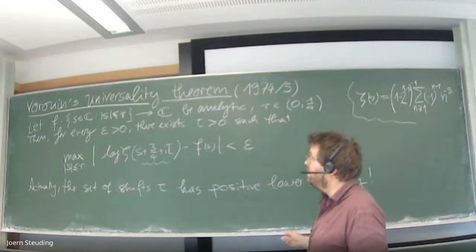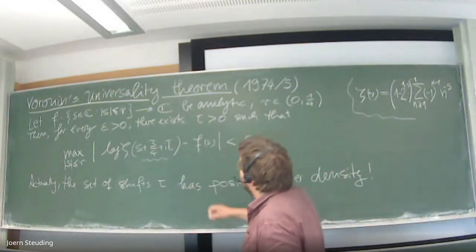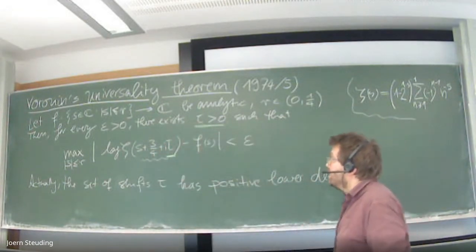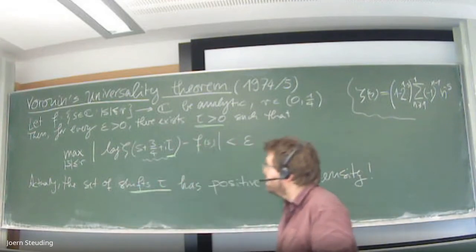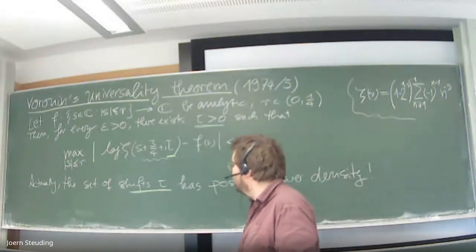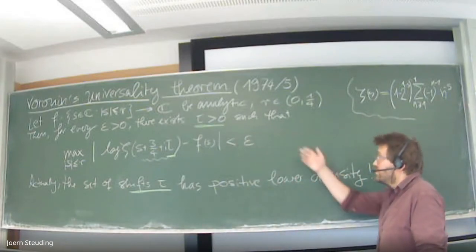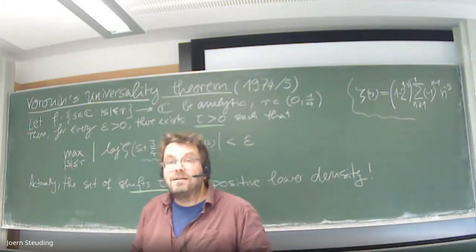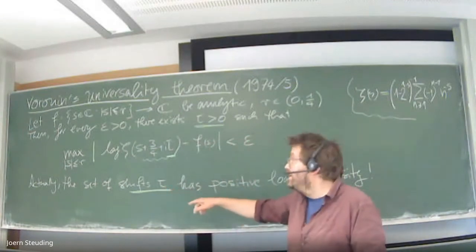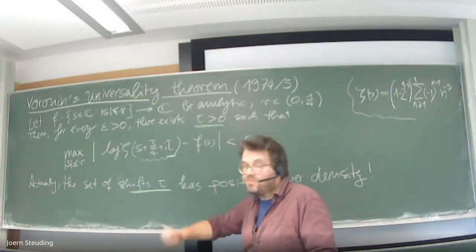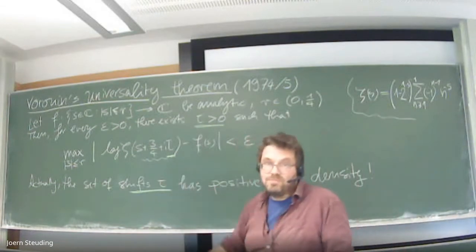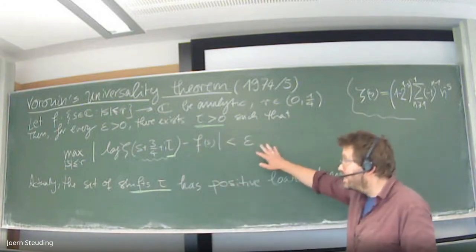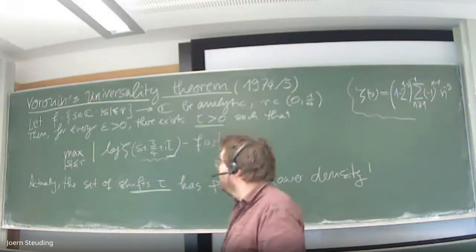Sorry, and one more important detail. This tau, this shift that allows this approximation, if you consider them as a subset of the positive real numbers, you see this set of shifts solving this approximation problem has positive lower density, and that means there's not only one tau, or let's say a few tau, there are many of these values tau that allow such an approximation. I think this is really remarkable, and I was very much surprised when I first learned about that.